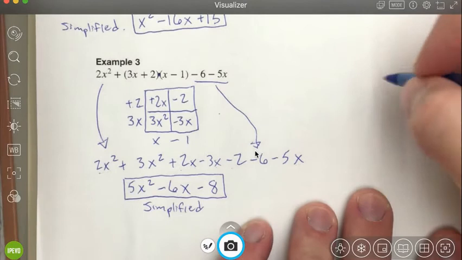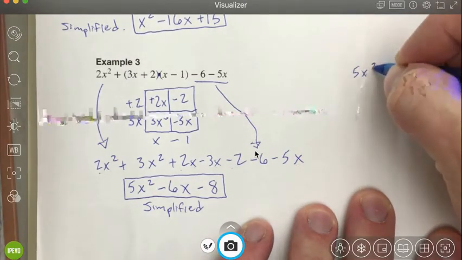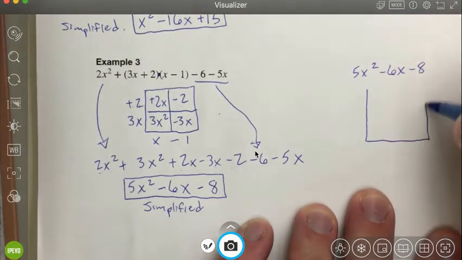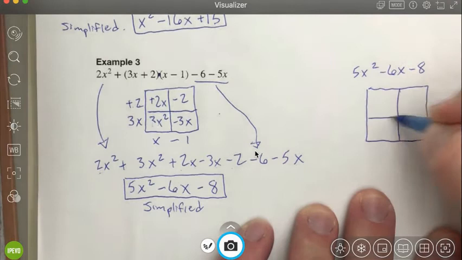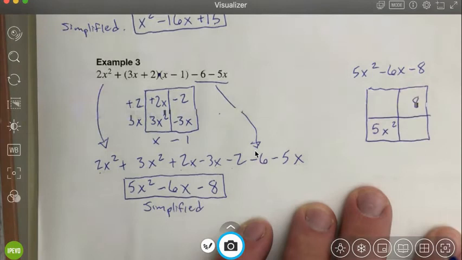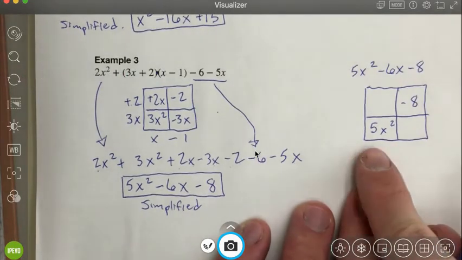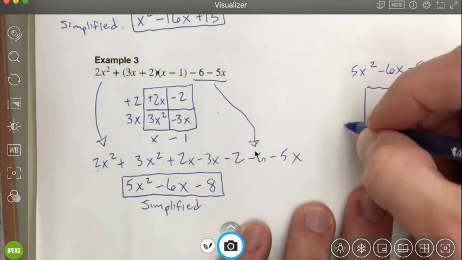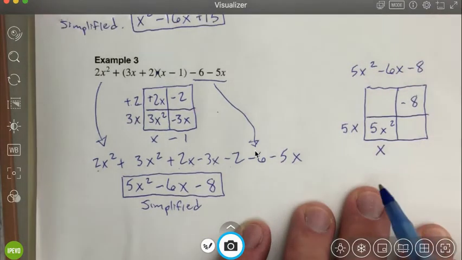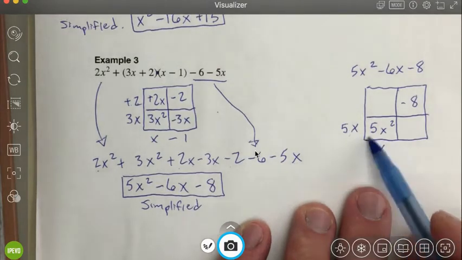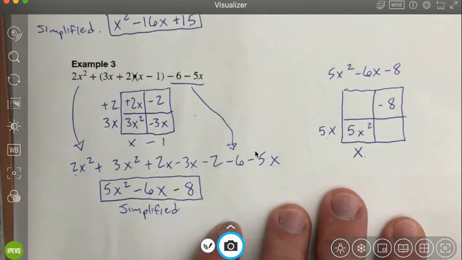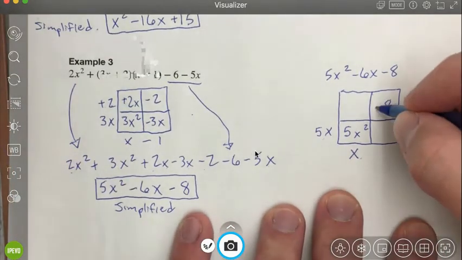All right, so I'm just going to rewrite it for clarity. All right, here's my 5x squared. Here's my negative 8. All right, the first difference on this one is it's a 5x squared. So if one side is x, the other one's got to be 5x, because 5x times x is 5x squared.